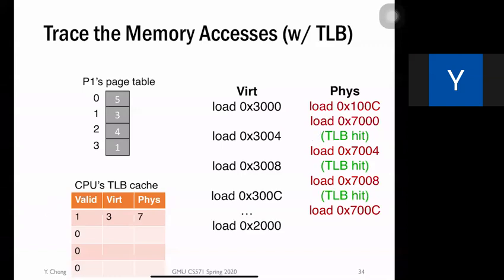Let's say at some point in the near future, there's another virtual access targeting 2000, which is virtual page number 2. Virtual page number 2 is over here, and as you can see, it gets mapped to physical frame number 4.